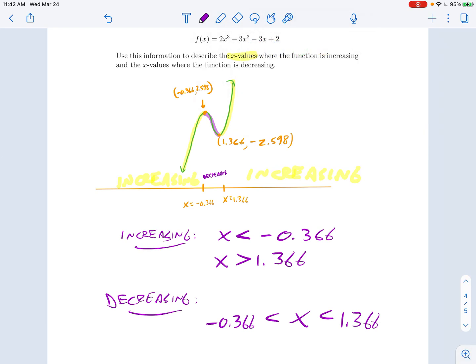My first zone basically occurs to the left of the first turning point. Then I have a zone between the turning points. Then I have a zone to the right of the second turning point. X is less than the first turning point value. X is between them. X is greater than the second.